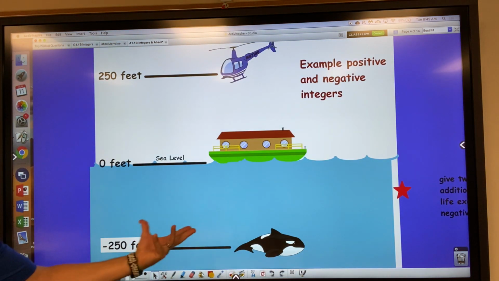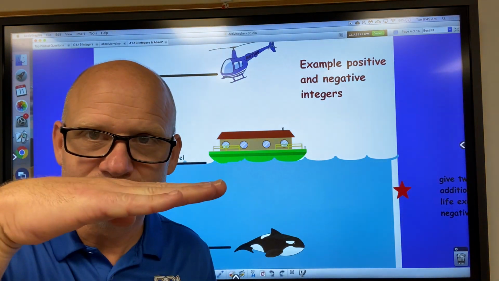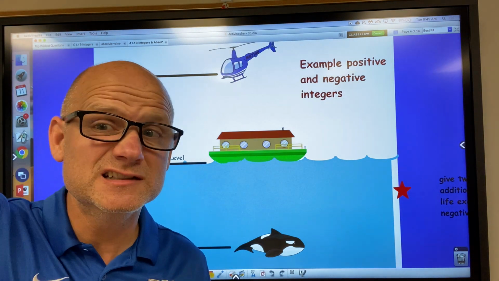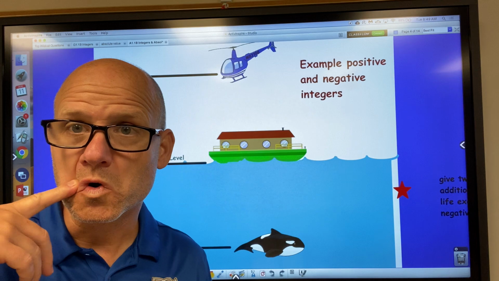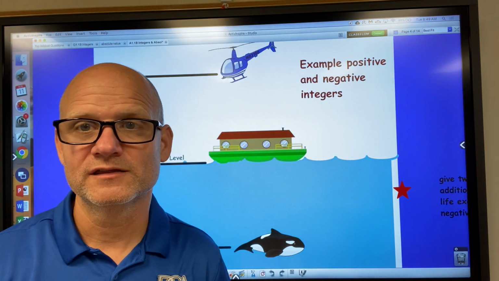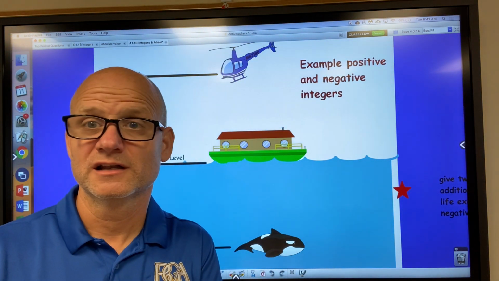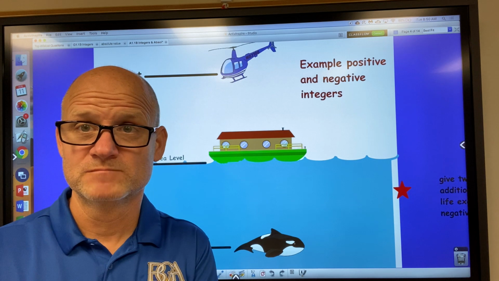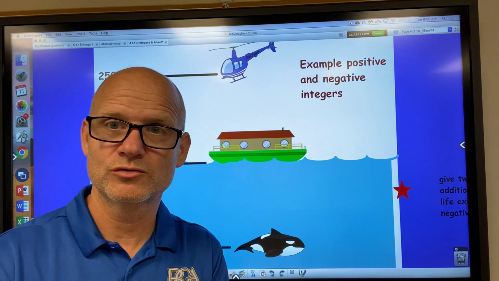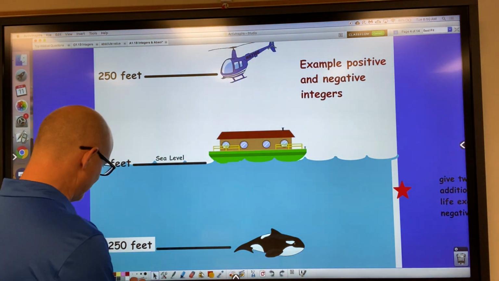So think about sea level. When you're at sea level, you're at 0 feet. The elevation is 0. So a helicopter above sea level is at approximately 200 feet above sea level, or a skyscraper might be 200 feet above sea level. And then you have things that are below sea level. Well, that would be a negative integer. Like think about the city of New Orleans. It is below sea level. So even though it's on land, it's below sea level. That's kind of interesting.